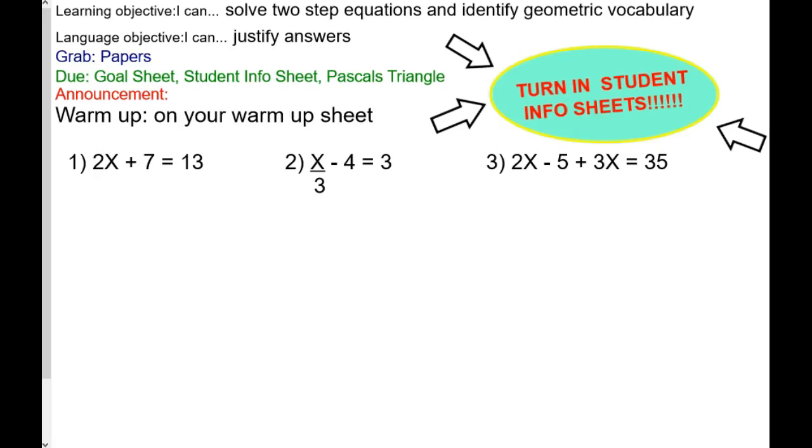So our objective for today is being able to solve two-step equations. Yesterday we learned how to set up and solve one-step equations. Today we're going to do two-step, and we actually do have a three-stepper.